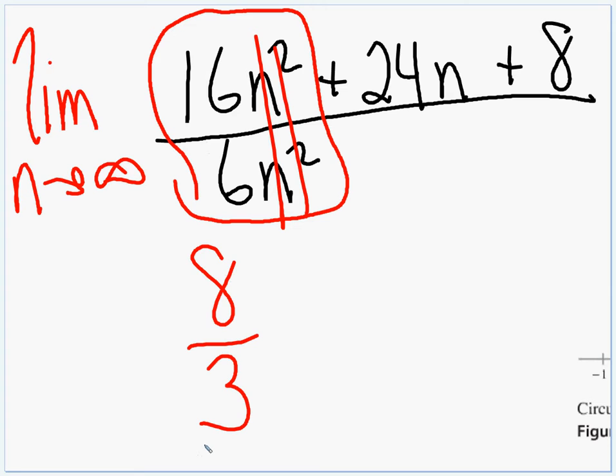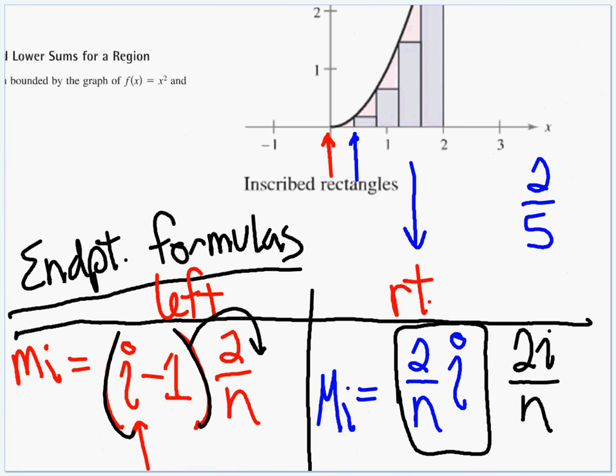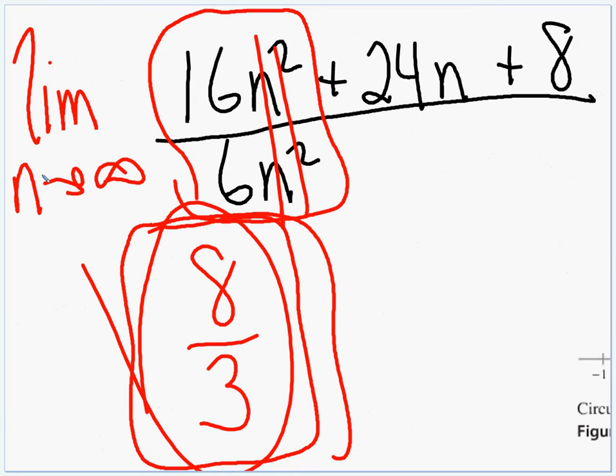That sounds very familiar because that was the answer we found with the left-hand sums. The right-hand sums gave us the exact same answer. So let me let that sink in. There's a hard way and an easy way to do these. One endpoint formula is trickier. It's got more algebra. The other one is usually much easier, but they came to the same answer. Upper sums 8/3, lower sums 8/3. It doesn't matter which way we go, as long as we let n go to infinity, we're going to get the correct answer either way.